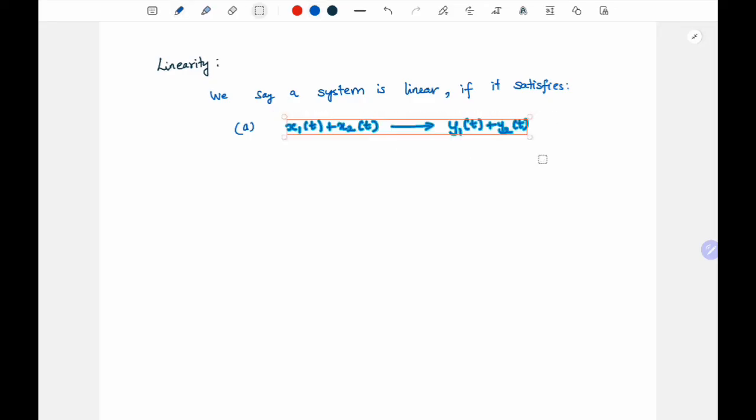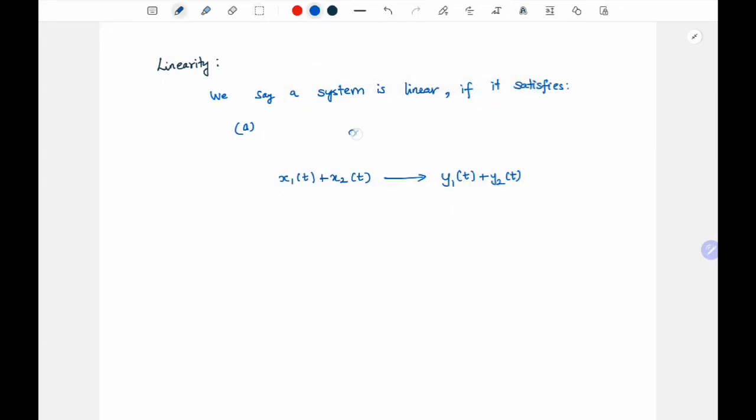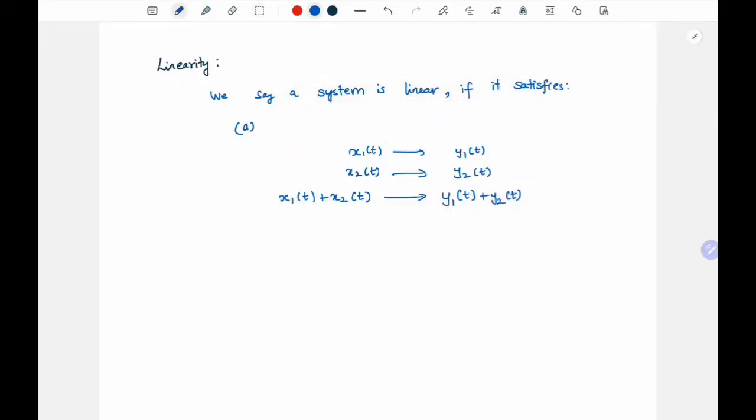In other words, if you just send x1 of t, the output is y1 of t. And if you just send x2 of t, it gives y2 of t. Then you try to send an addition of x1 and x2, which is x1 of t plus x2 of t, and you need to get an output that is the sum of the individual outputs you got previously, which is y1 of t plus y2 of t. This is one property, and this is called the additivity property.